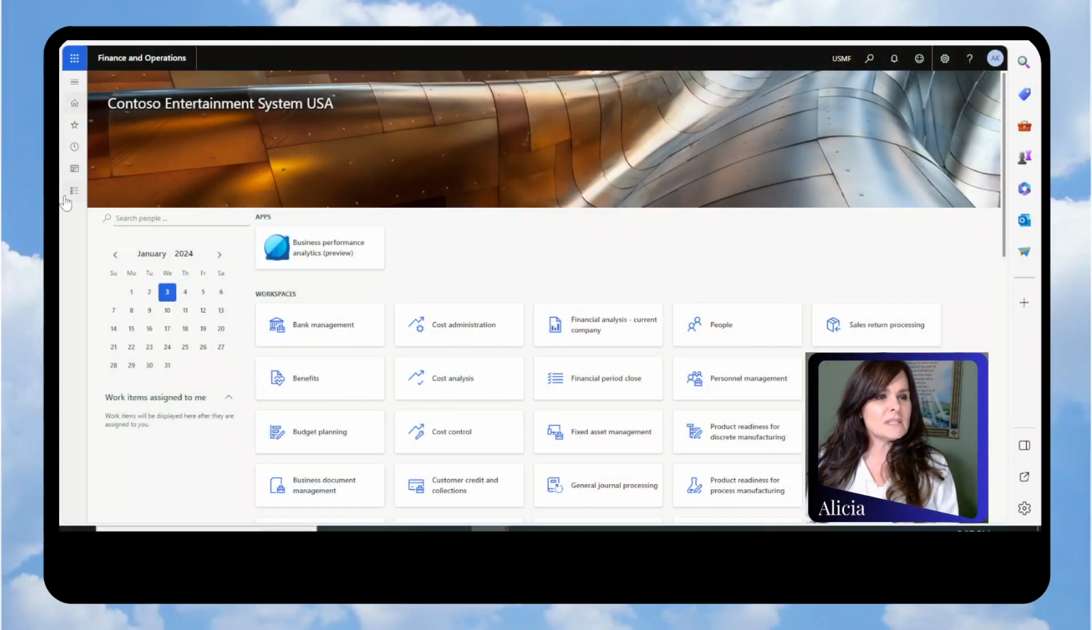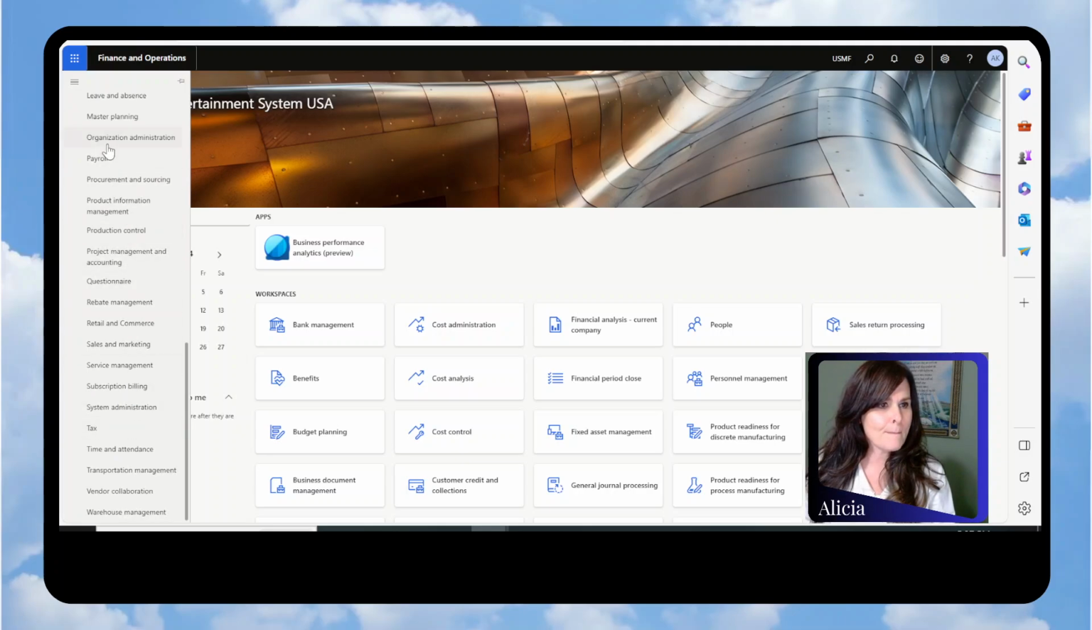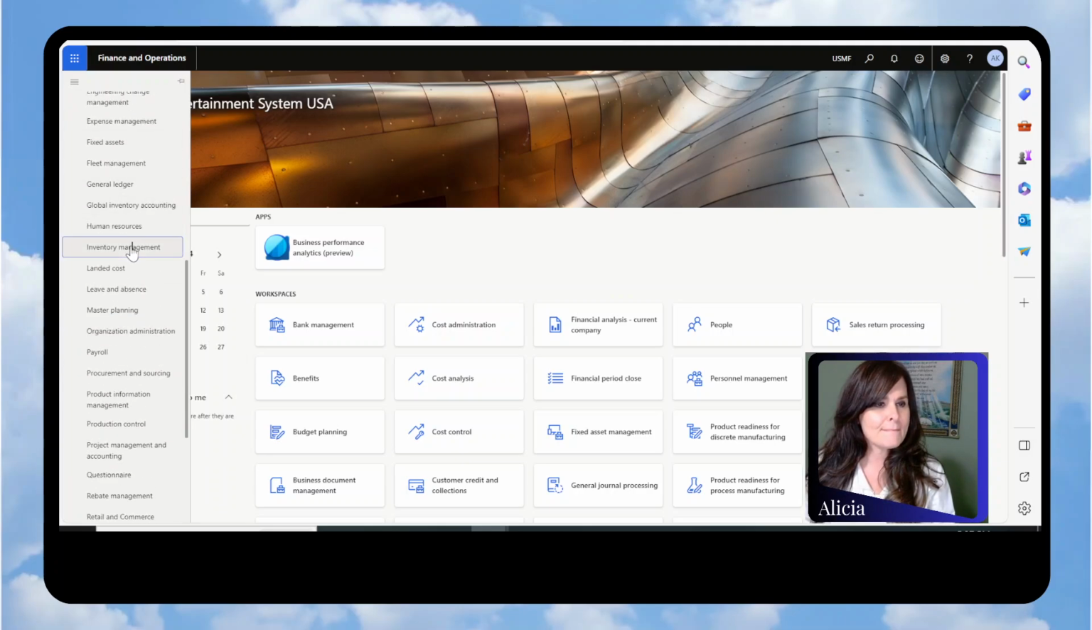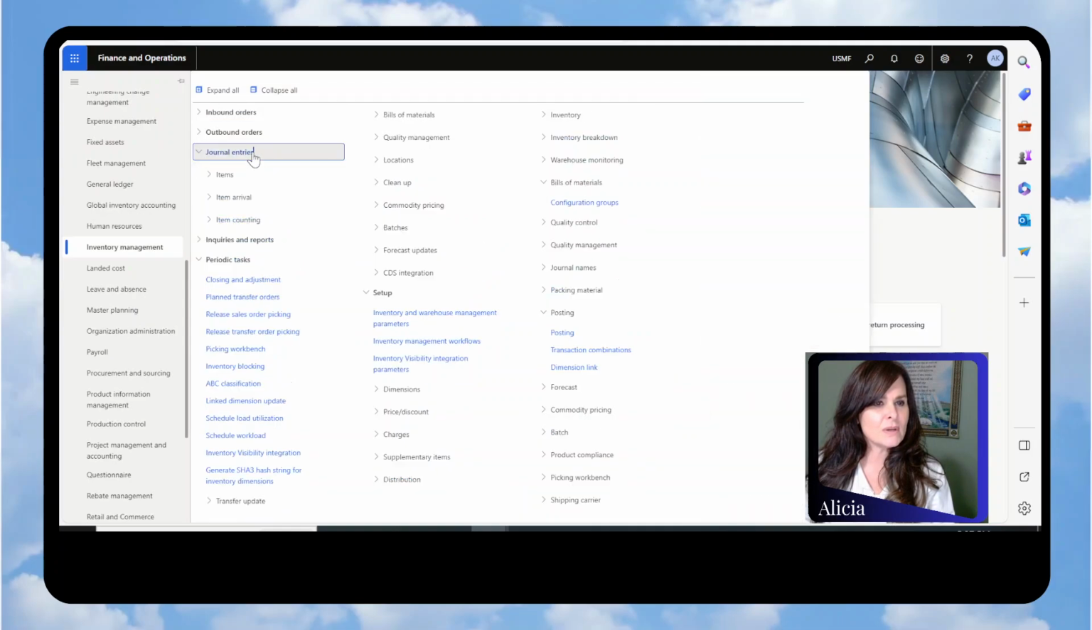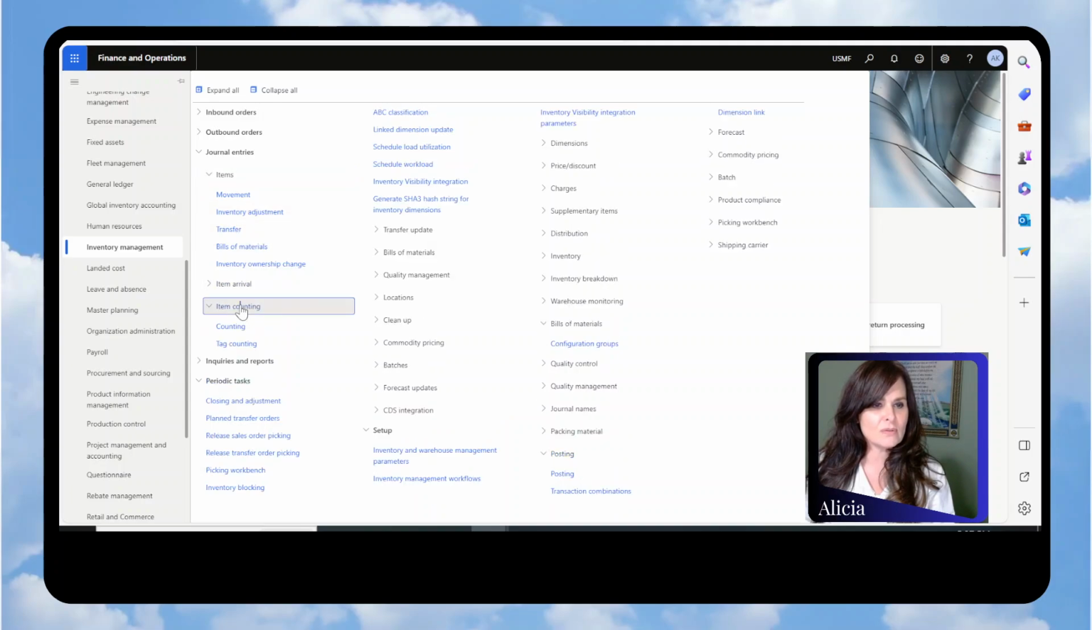So we're in D365 and we're going to start out by going under Inventory Management. And then you're going to notice there's something called Journal Entries. And then there's items, there's movement, inventory adjustments, and of course there's transfers and so on. There's also counting journals. So an inventory adjustment journal and a counting journal, their postings come from the posting profile.